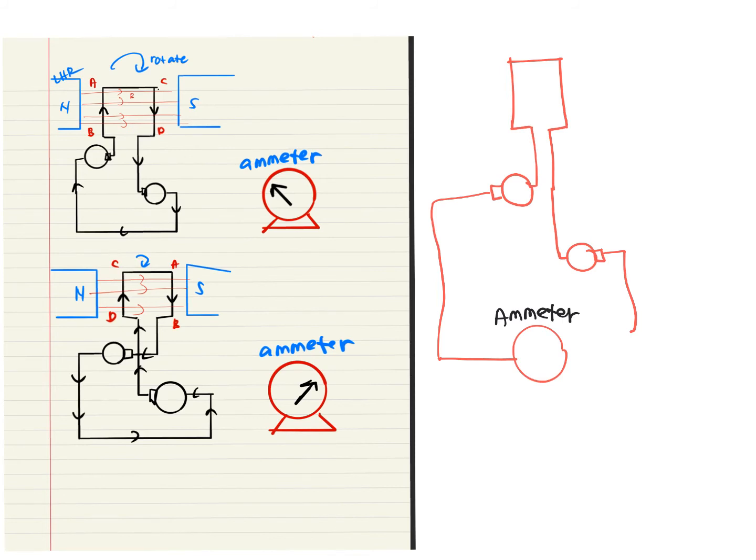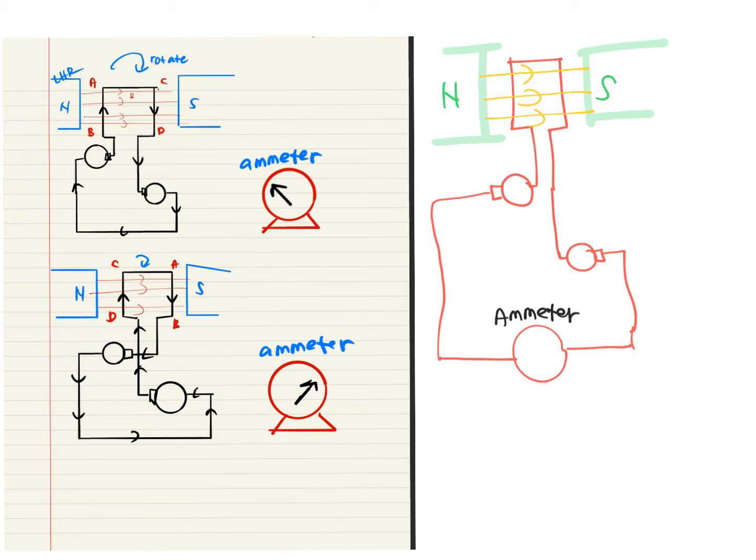And then we have here a magnetic field, north and south. Definitely the direction of the magnetic field is moving from north to south like this. I'm going to show you how the current is actually produced inside the generator.